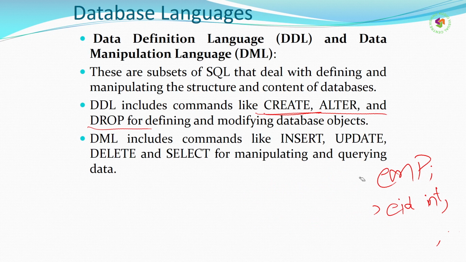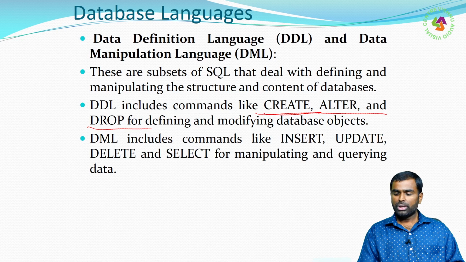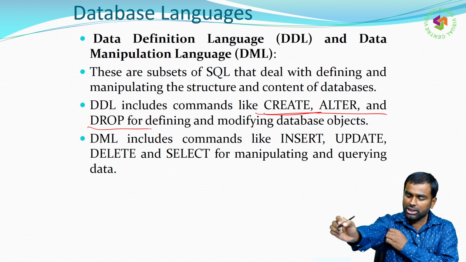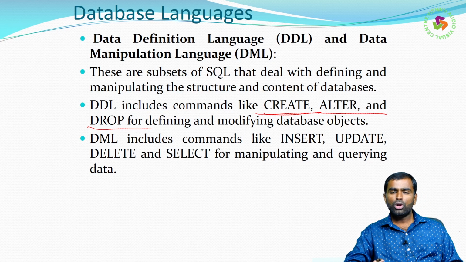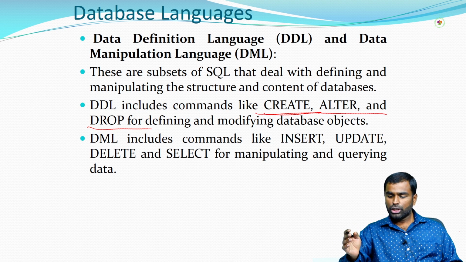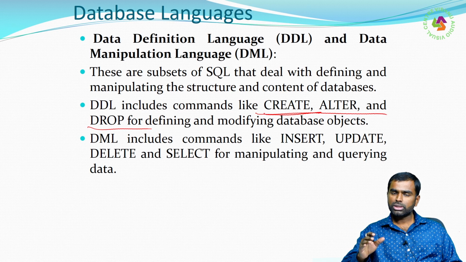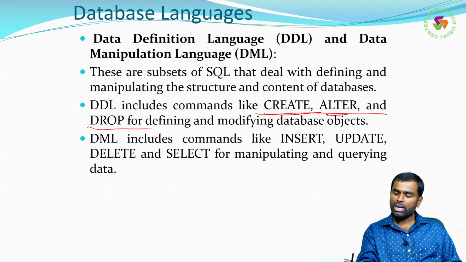In DDL, the first command is the create command, which can be used to create the table or the database. Next, alter is used to modify the structure of the database. In a table you have some number of rows, for example 5 rows, and some number of columns, 5 or 10. If you want to remove a column or add a column, you can use the alter command. Alter is mainly used to modify the structure.